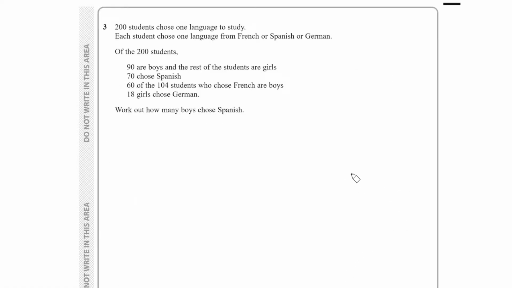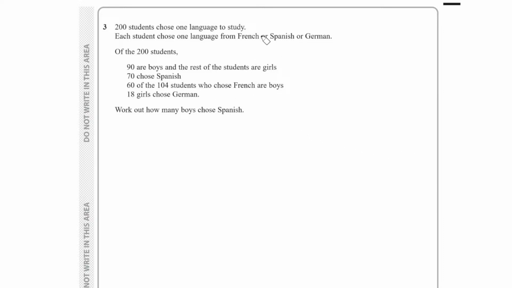We've now got question 3. 200 students choose one language to study. Each student chose one language from French or Spanish or German. Of the 200 students, you've then got a list of things, which I'll go through in a minute. Work out how many boys chose Spanish.